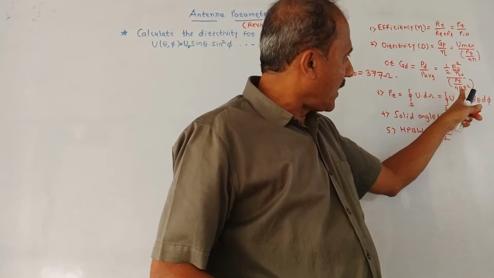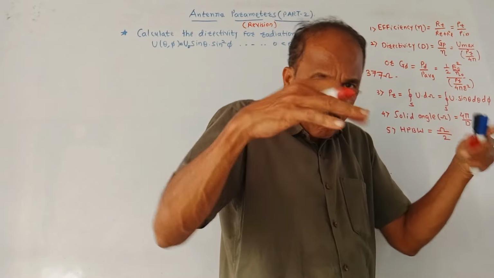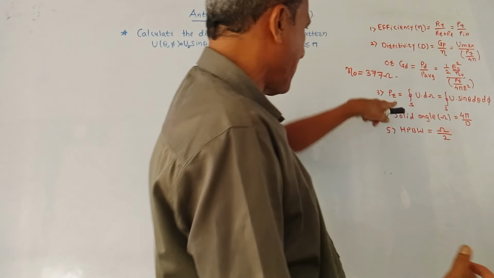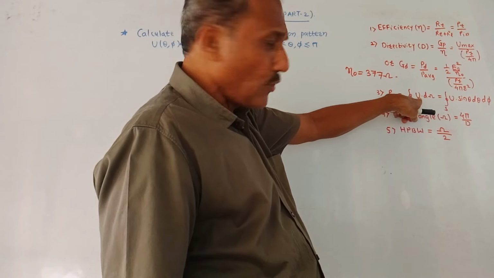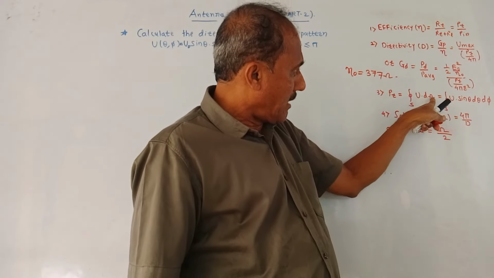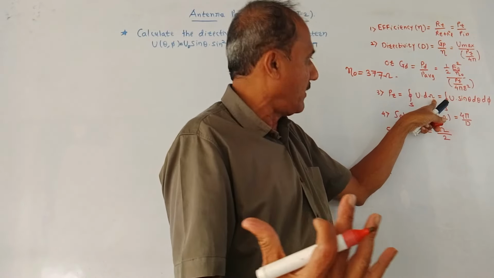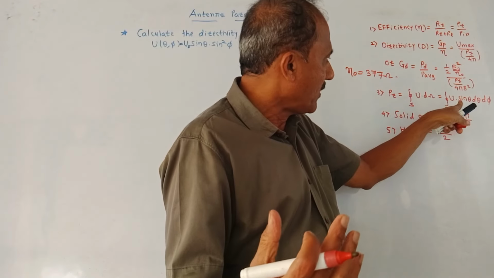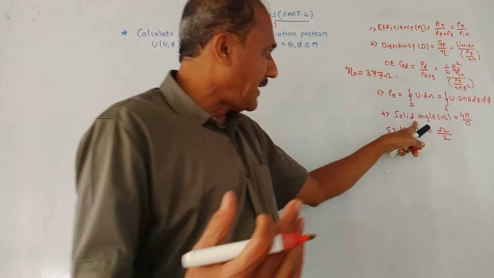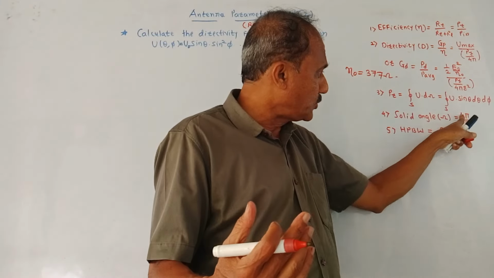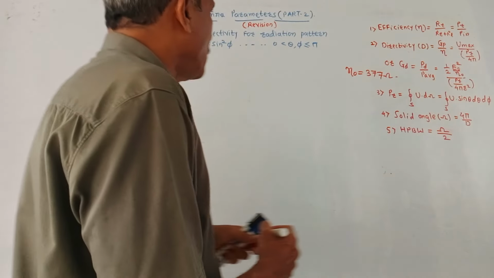PR is radiated power upon 4 pi r square, where r is the distance of the point from an antenna. Then radiated power PR is the surface integration of U, the radiation intensity, into d omega. d omega is the solid angle, which is given as U into sine theta d theta d phi. Then solid angle omega is 4 pi upon D, where D is the directivity, and half power beam width is omega upon 2.